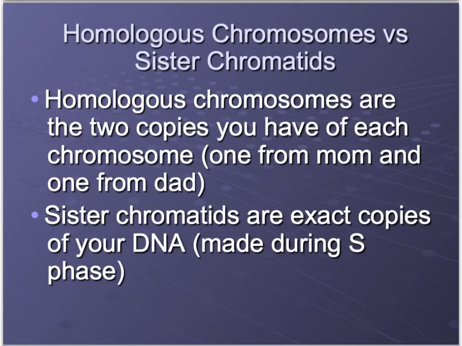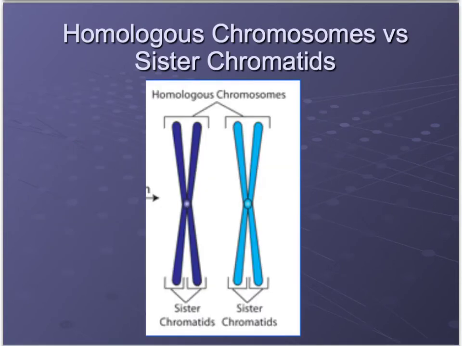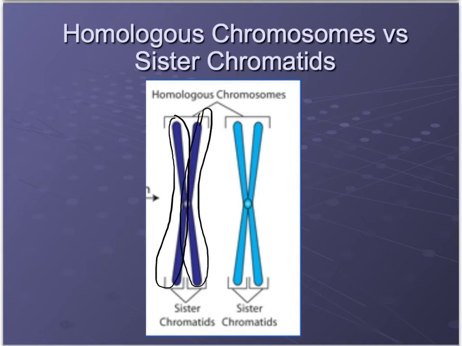How is a homologous chromosome different than a sister chromatid? Homologous chromosomes are 2 copies you have of each chromosome. 1 you got from your mom, 1 from your dad. Sister chromatids, however, are exact copies of your DNA made during S phase. So looking at this in a graphic, you could say this side over here is the sister chromatid to this side. They're identical.